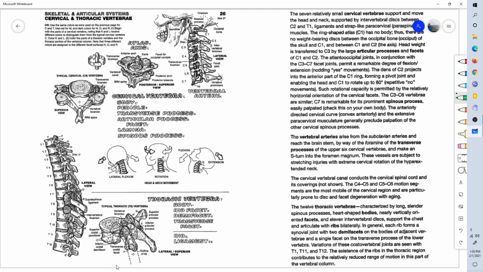Let's start out with the atlas and axis vertebrae. These are the top two vertebrae in the spine, and so you see them right here. We call the first the atlas, C1, and we call the second the axis, C2. So here is the atlas, C1. I will outline it for you in situ.